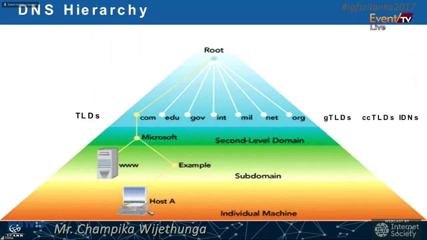It's properly structured. It's like a tree hierarchy. In this tree hierarchy, at the top of the tree, we have what we call the root. So root sits on the top. And then the next level is what we call TLDs. You can see on the left side, it's written TLDs. TLD stands for top level domains. Now there are different types of top level domains. There are GTLDs, or generic top level domains. There are CCTLDs, or country code top level domains. There are IDNs, internationalized domain names.